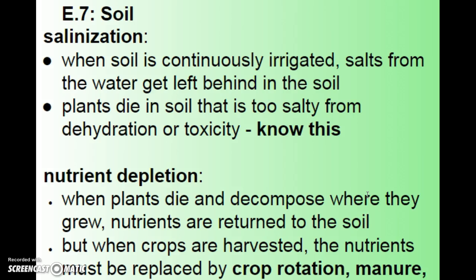So salinization isn't a problem we have in Minnesota, but it's a problem they have near the coast where they might have seawater coming in for the irrigation. But it's when soil is continuously irrigated, salts from the water get left behind. So even in an area like this, if you did a lot of irrigation, which we don't in Minnesota, but as you move across North Dakota or get down into Kansas and some of those other states, you will see huge irrigation apparatus, and that will tend to leave salt behind over time.